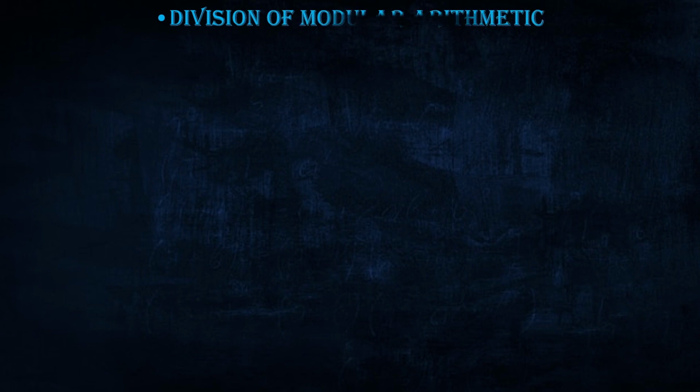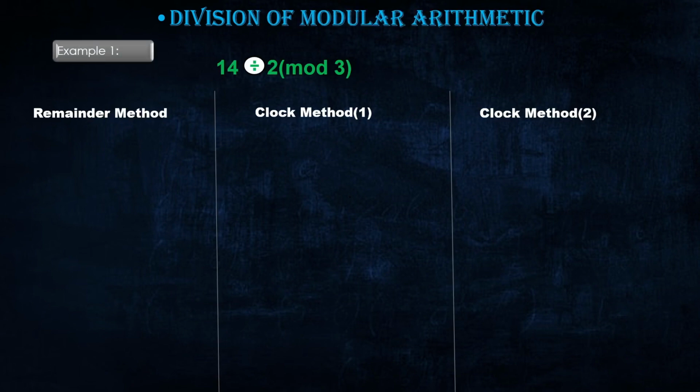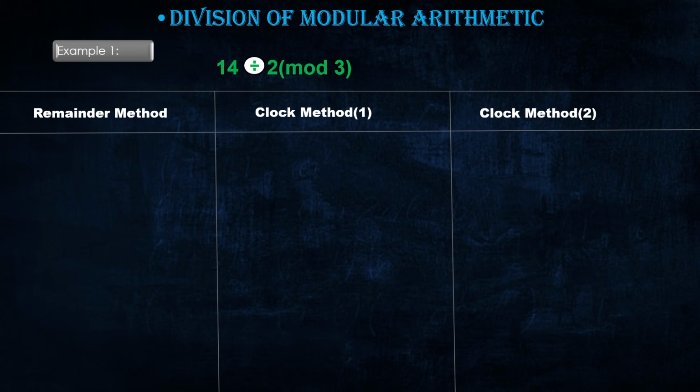Division of modular arithmetic. 14 modular division 2 mod 3. 14 divided by 2 is equal to 7, and 7 divided by our mod 3, we can also say this as 7/3, and it will be equal to 2 remainder 1. We take our remainder as our answer, therefore our answer is equal to 1.